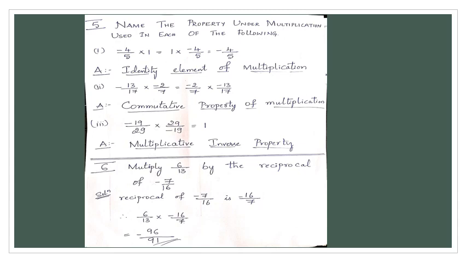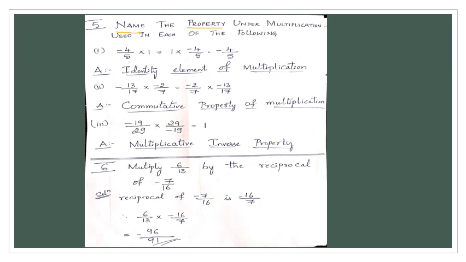Children, here in the fifth main, we want to name the property. Just we want to name. We want to write the name of the property under multiplication used in each of the following cases. See, in first one, minus 4 by 5 into 1 is equal to 1 into minus 4 by 5 equals to minus 4 by 5. That means if we multiplied any number with 1, we'll obtain the same number itself. So here we multiplied the numbers with 1. So it is considered as identity element of multiplication. The property used here is identity element of multiplication.